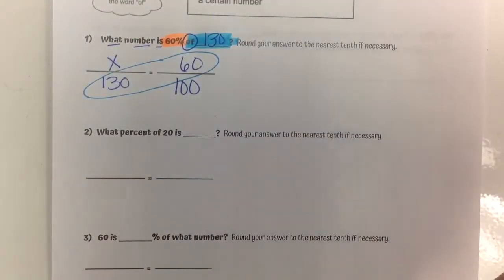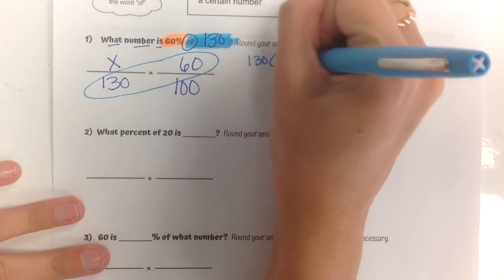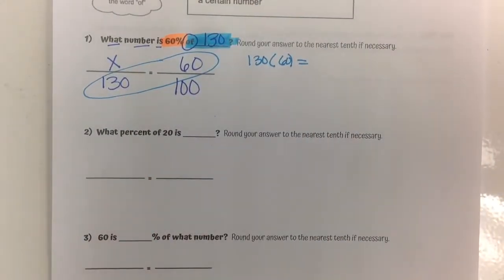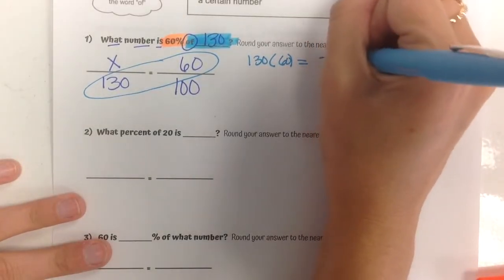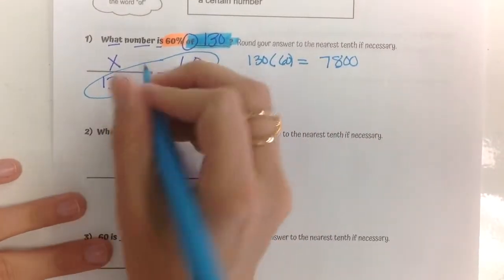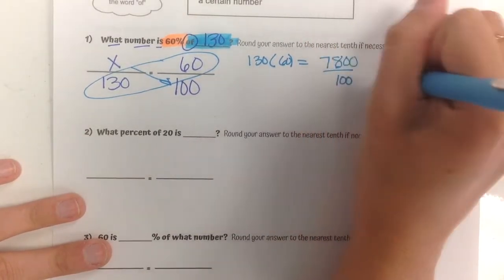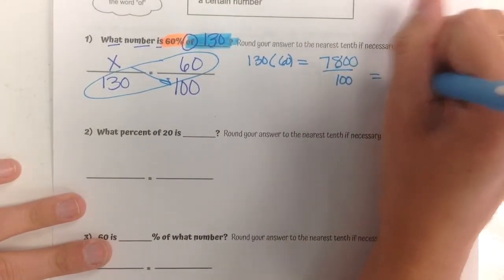I'm going to multiply the two numbers that are diagonal from each other. So 130 times 60 equals 7,800. And if we divide that then by the number that's opposite the variable, we get 78.